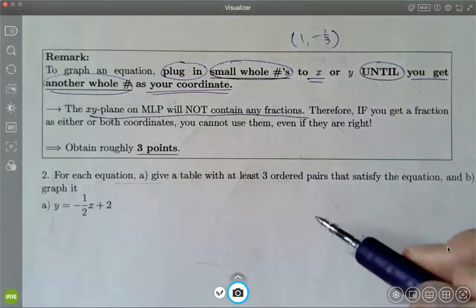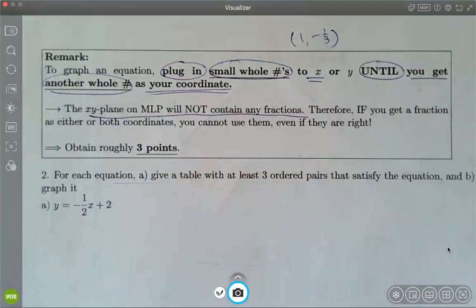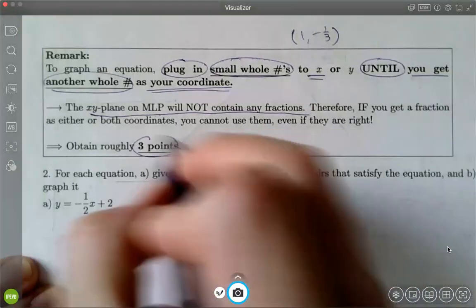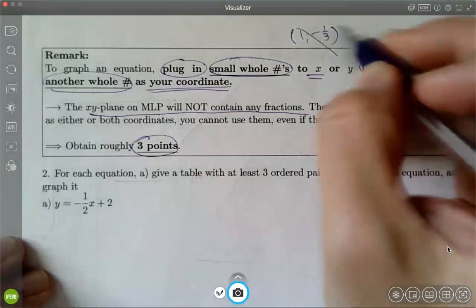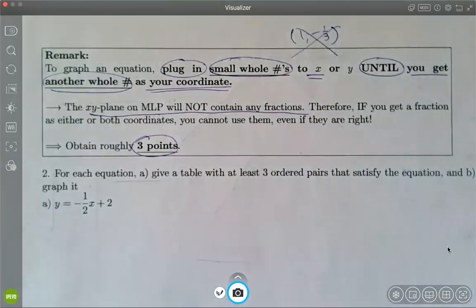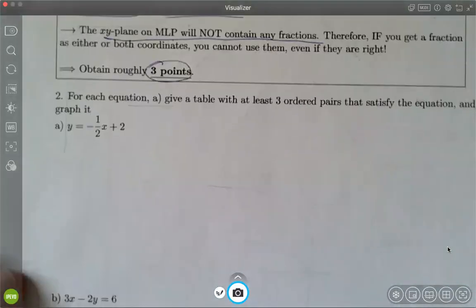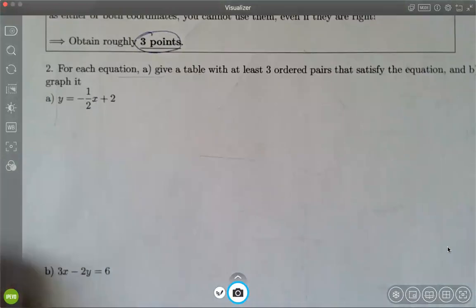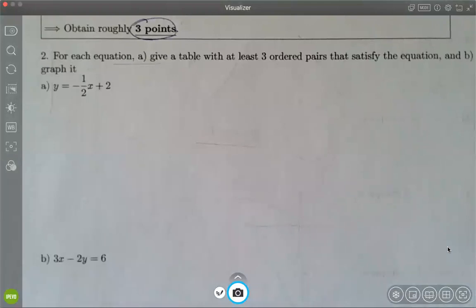So that's why you have to keep plugging in numbers to x until you get another whole number for y, and get roughly 3 points. Again, this is not an okay point because it deals with fractions. Now let's do maybe 1 or 2 problems, and then that should be it for today. For each equation, give a table with at least 3 ordered pairs that satisfy the equation and then graph it.